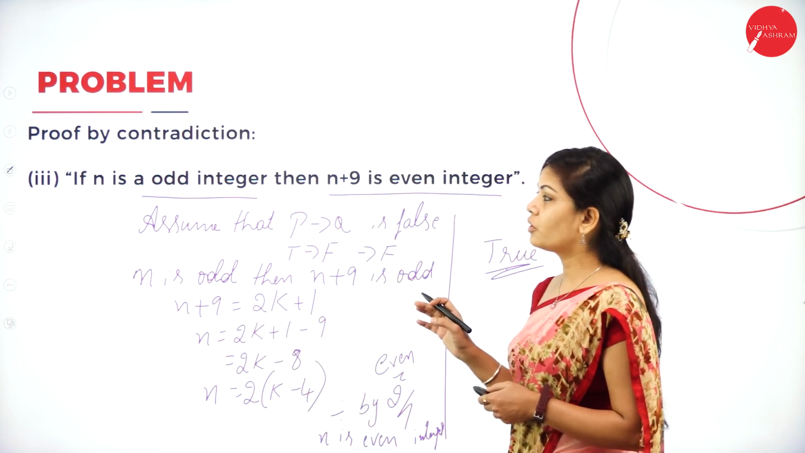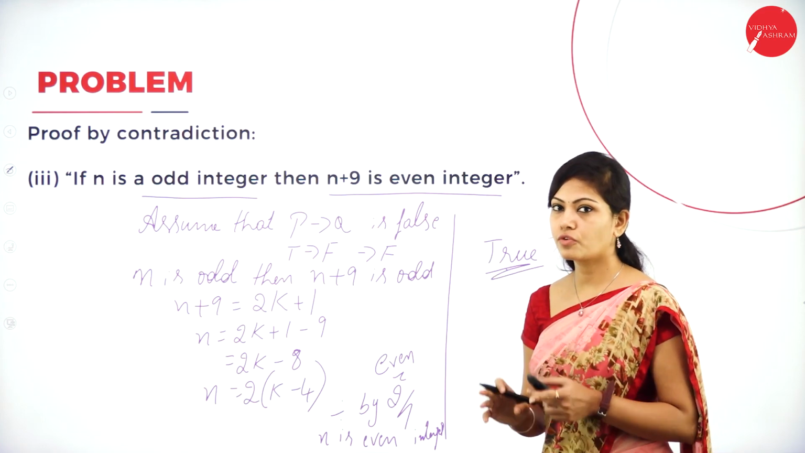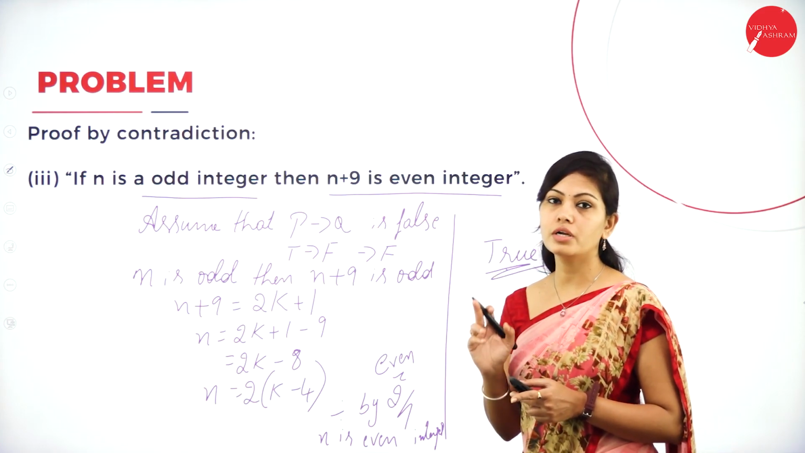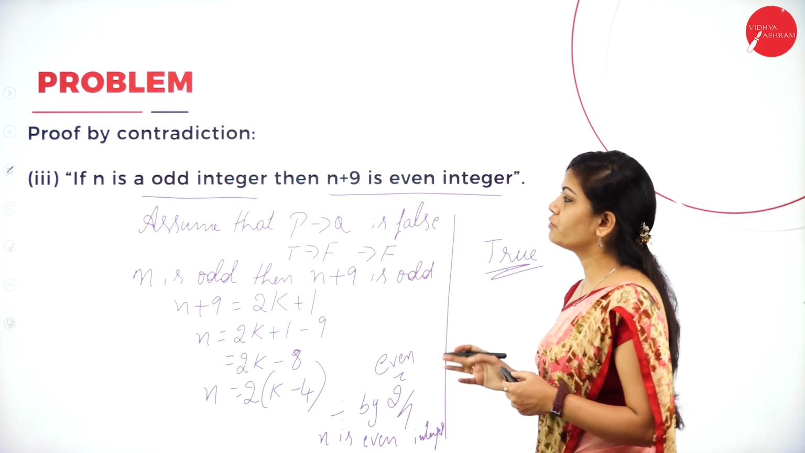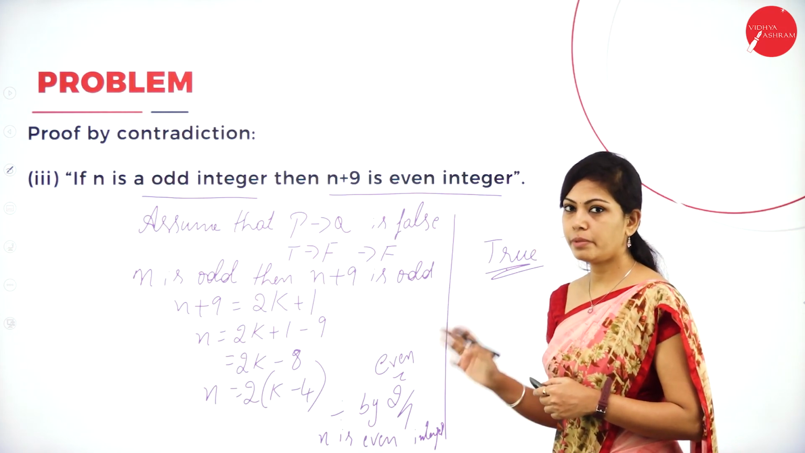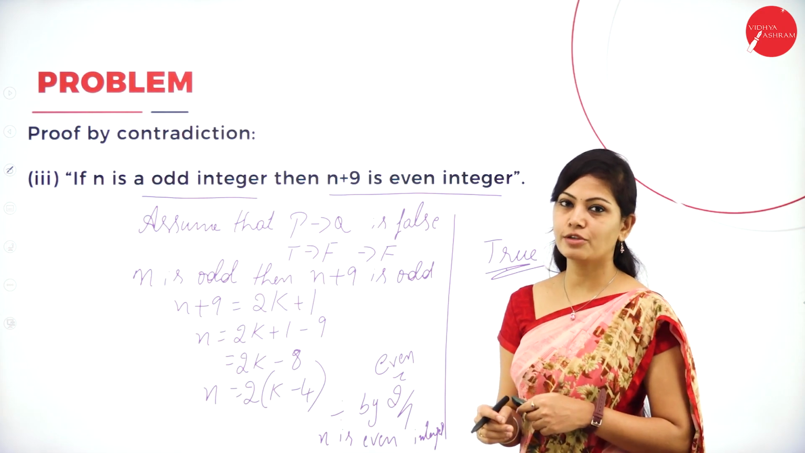It is a very simple concept. You can expect this question compulsorily for 4 marks or 7 marks. So this is about your indirect proof. There will be a problem on this topic. Please practice all the problems.